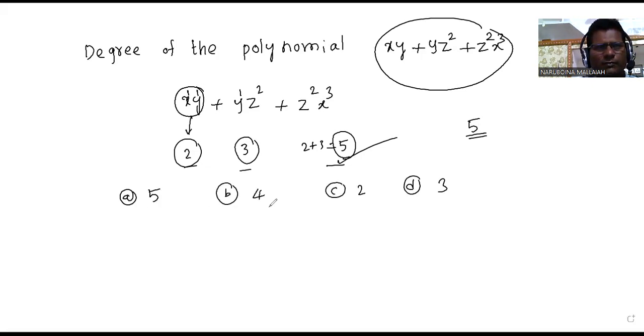First option is 5, second option 4, third option C 2, fourth option 3. So the correct answer is 5. So option A is correct.